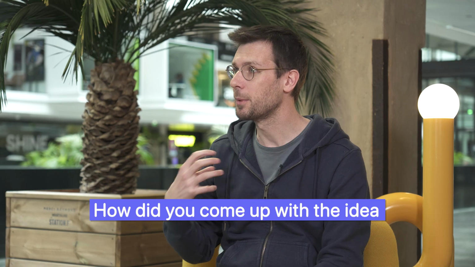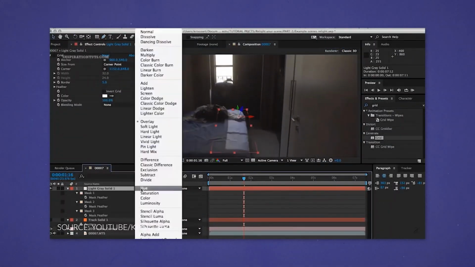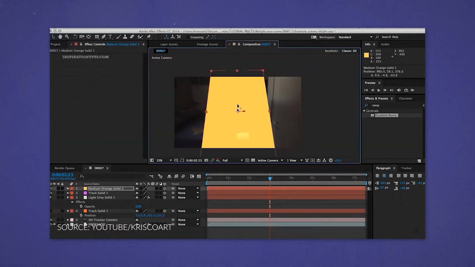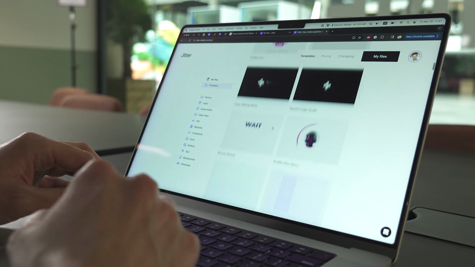How did you know what people wanted? And what was one innovation that people switched to Jitter for? And everybody was telling us like, I can't use After Effects, it's too complex, it's too bloated, the learning curve is too high. And so we knew people wanted a simpler tool to do animations.